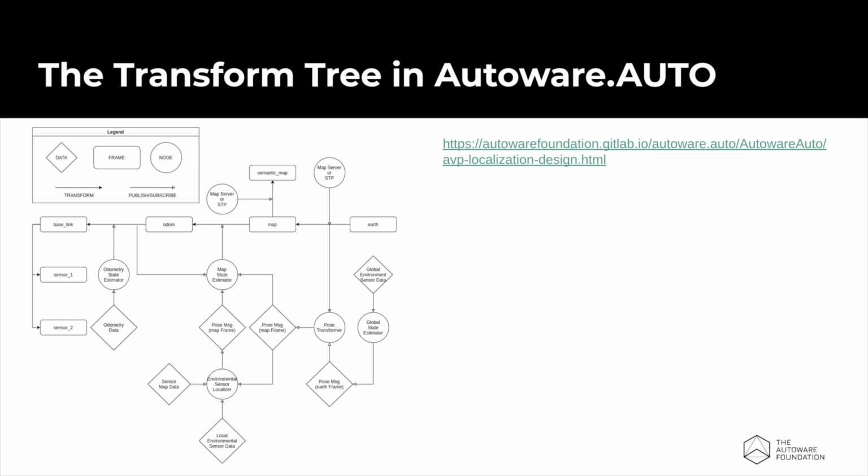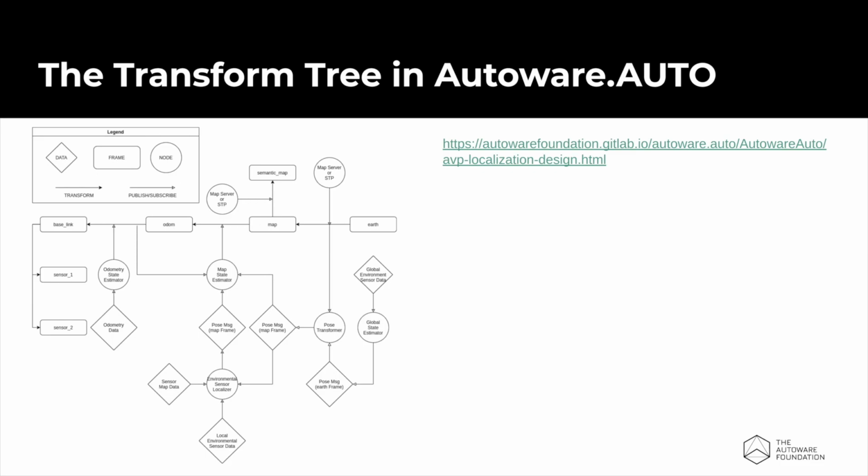Then we take that pose message and transform it into the frame of map. So the transform tree is used, which is the arrow pointing here. We look up the transform between the Earth frame and the map frame, and we use that to transform our global position into one that is relative to the map. And that's the pose message defined here. That pose message is subscribed to by the map state estimator, as well as the environmental sensor localizer.